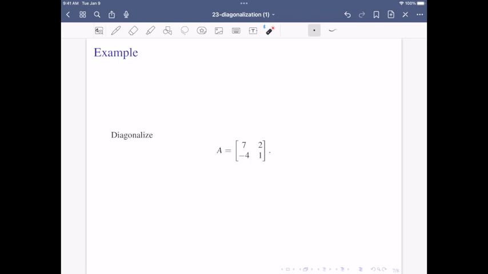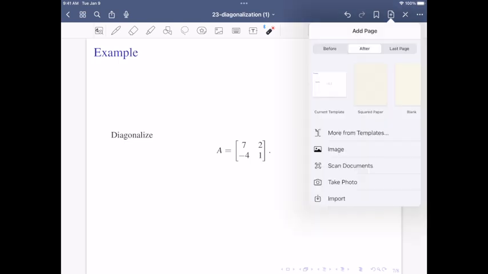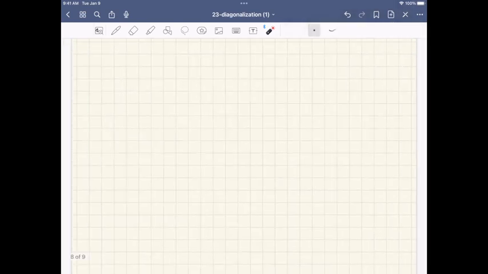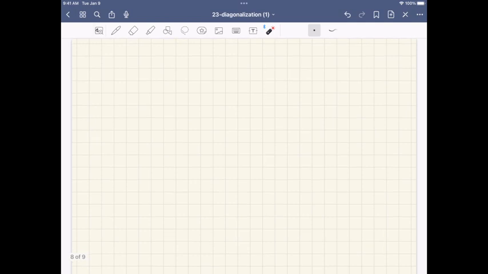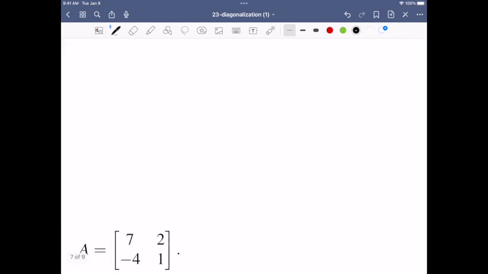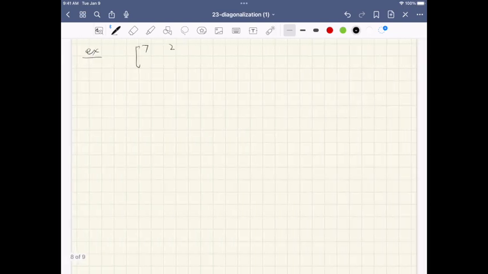Let's look at one example, a 2 by 2 matrix: 7, 2, negative 4, 1. And we want to diagonalize that. So this is A. By diagonalizing, we want to find some matrices P, D, and P inverse. So you really want to find these matrices. So how do you do that?